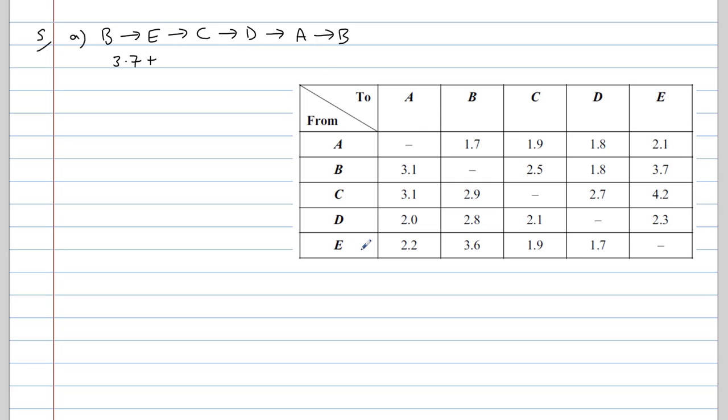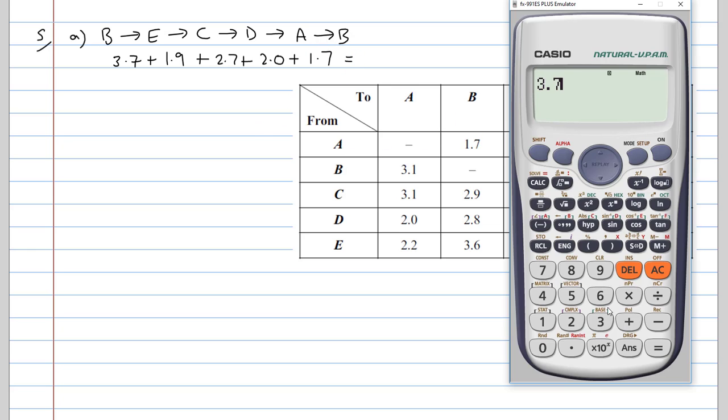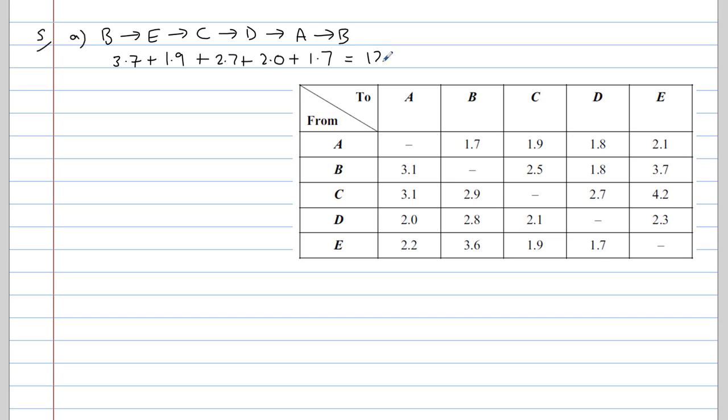E to C would give us 1.9. C to D would give us 2.7. D to A would give us 2.0. And A to B would give us 1.7. And that gives us a total length of 12.